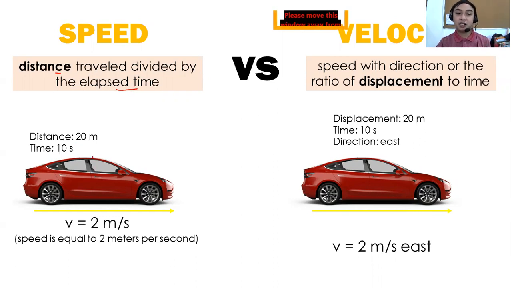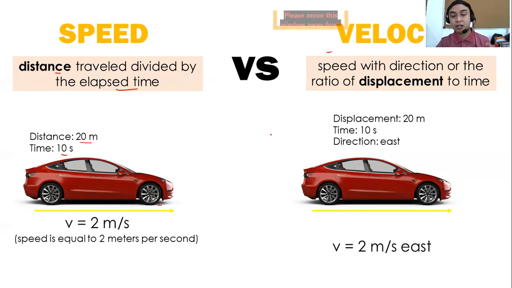Example, we have here a car which traveled a distance of 20 meters in just 10 seconds. So the time is 10 seconds. According to the given, the speed of this particular car is 2 meters per second. So it traveled 2 meters every second.